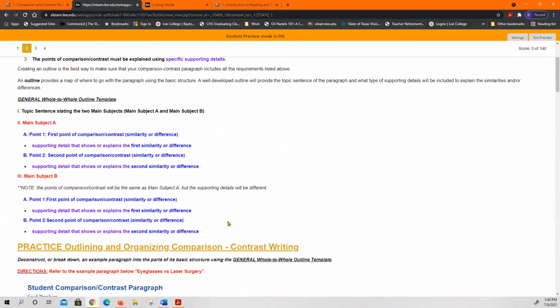So this is an outline. The way the outline is set up is it's broken down by the subjects that you choose to talk about. So let's say you're going to compare maybe fiction and nonfiction. Fiction would be subject A, nonfiction would be subject B. And then you have your points of comparison or contrast, so that's your similarities or differences. And they have to be the same for both.